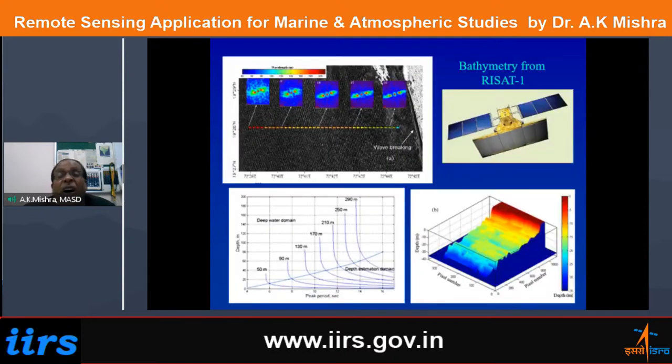Another image: if a gently sloping beach is there, you can apply the wave dispersion equation to the SAR data, and you can generate the bathymetry. This is generated using RISAT-1 data, and this is mostly applicable where the bathymetry is gently sloping. If the bathymetry is irregular, you have to go for a BAS system.